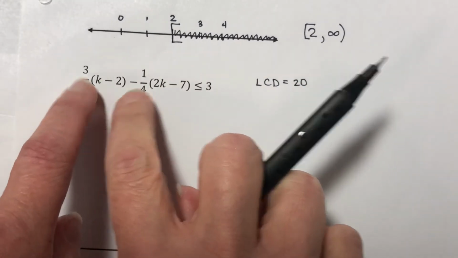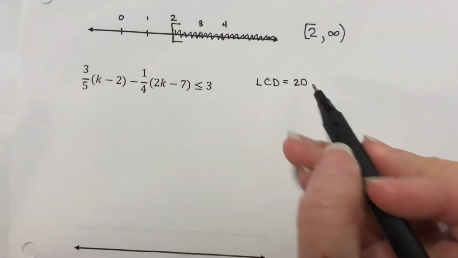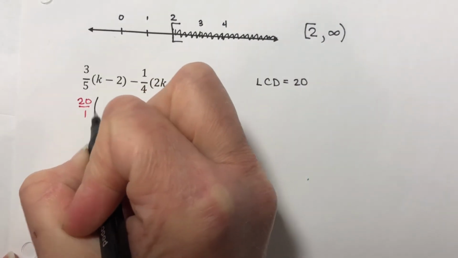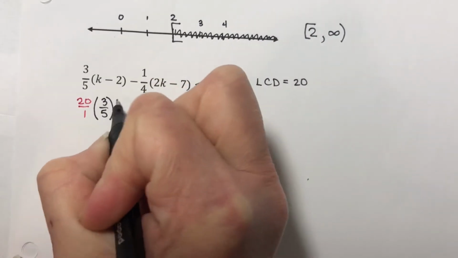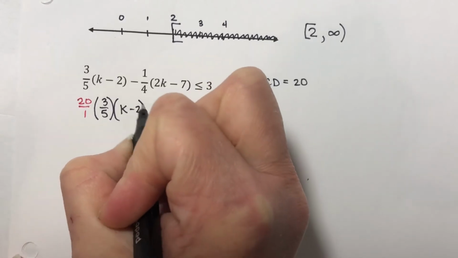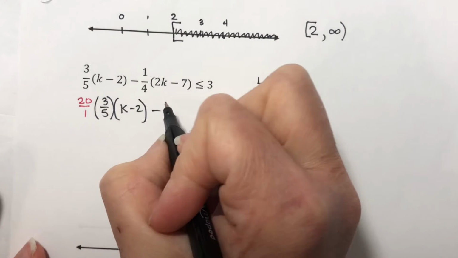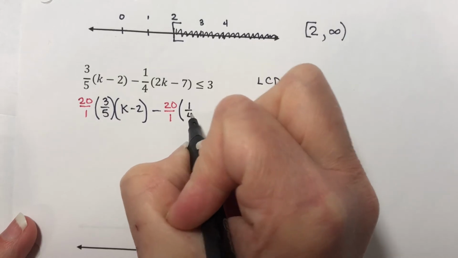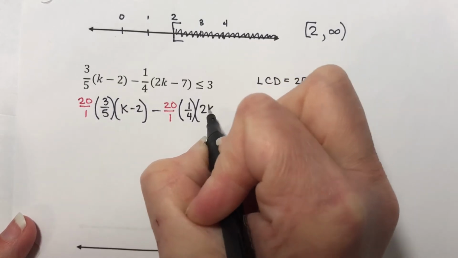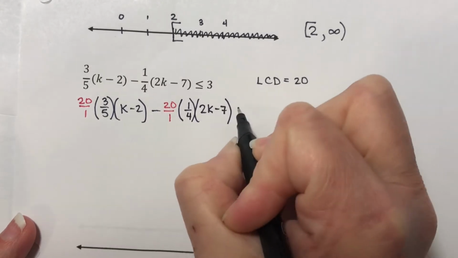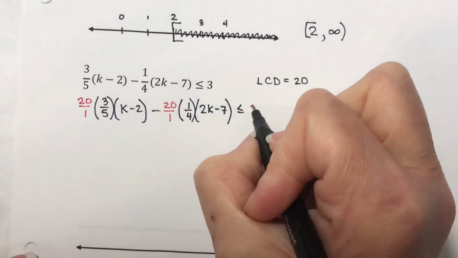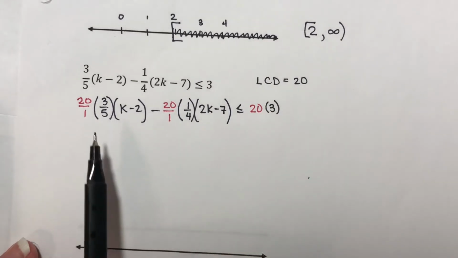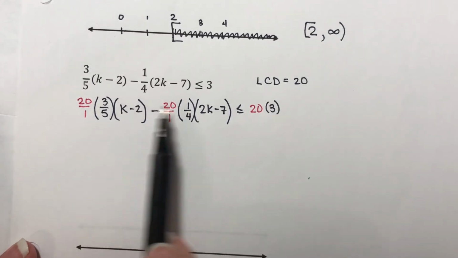It doesn't matter that these are still terms. Basically, I do 20 over 1 times 3/5 times k minus 2, minus 20 over 1 times 1/4 times 2k minus 7 is less than or equal to, I have to multiply both sides, so that is 20 times 3. Now, what I was trying to say earlier is this part confuses a lot of people.